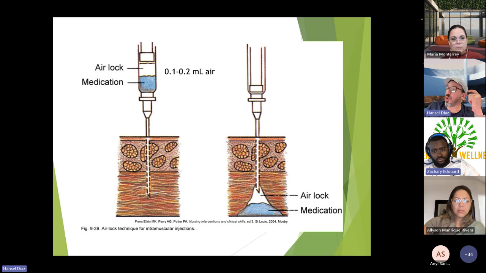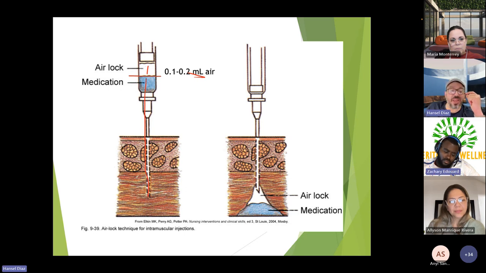For instance, if you use airlock, you draw your medication up to here and 0.1 to 0.2 milliliters of air. Once you inject, you inject into the muscle, right? But then after that, you inject the air. What do you think is going to happen? This is black here, by the way. It's going to be air here, and that air is going to push the medication down, and it's going to prevent the medication from leaving.